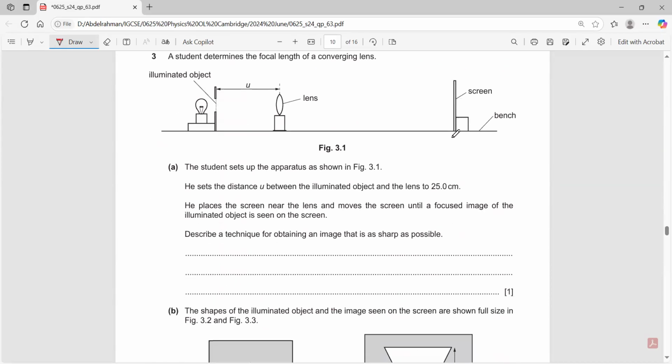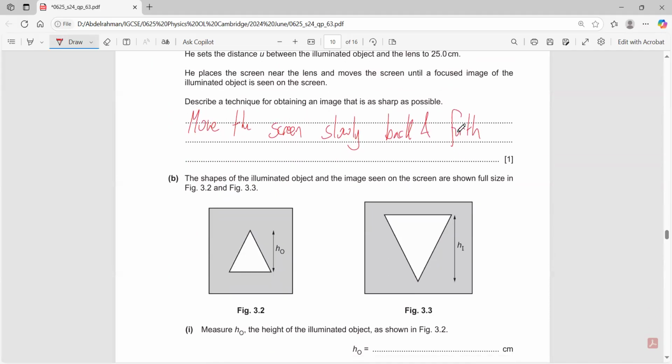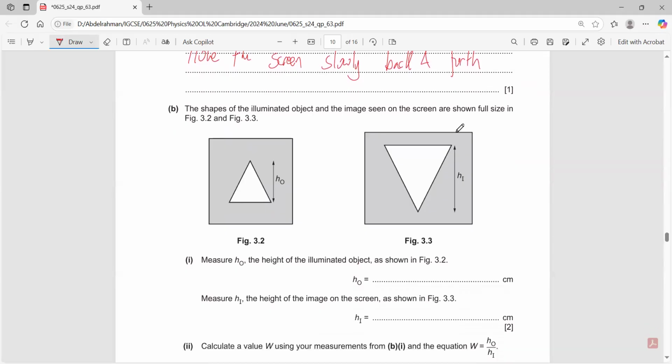In question 3, a student determines the focal length of a converging lens. Describe a technique for obtaining an image that is as sharp as possible. Move the screen slowly back and forth. The shapes of the illuminated object and image are seen.